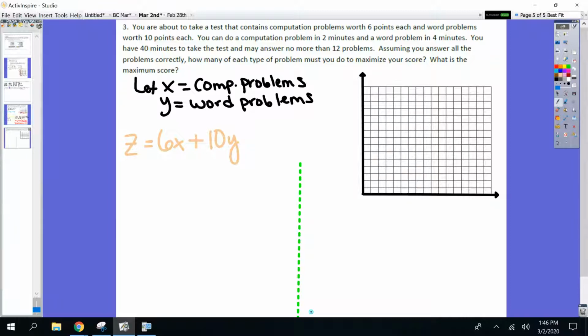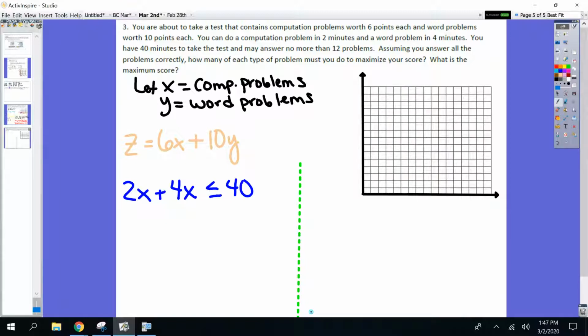Okay, what are my restrictions now? Time. Minutes, minutes, minutes. Put them all together now. How long does it take to do a computational problem? 2 minutes, plus a word problem? 4. But what's my restriction? No more than 40 minutes to take it. So what symbol here? You guys are on fire.